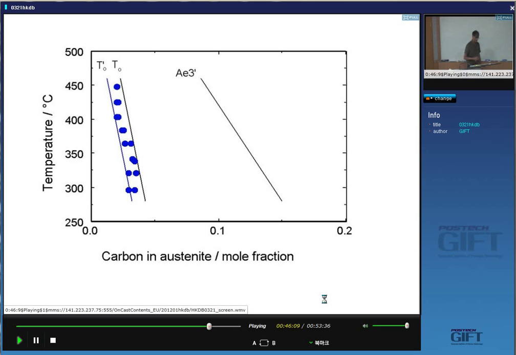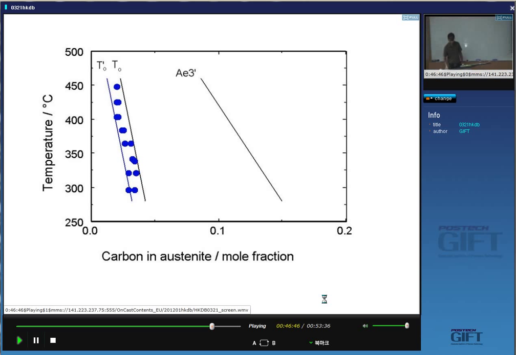First of all, since the reaction stops at T0, and if my average carbon concentration is this, then when I get to this temperature, I will get zero bainite. You know, once the average carbon concentration of the steel is equal to T0, you cannot get bainite forming at all, even though the temperature will be well below the equilibrium transformation temperature of austenite.